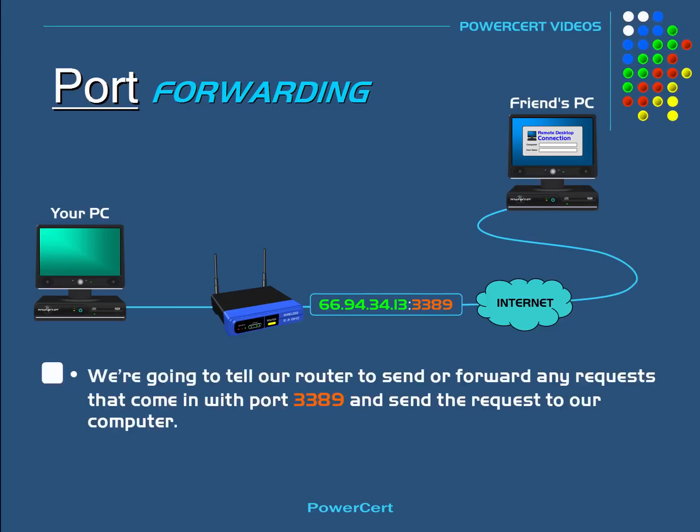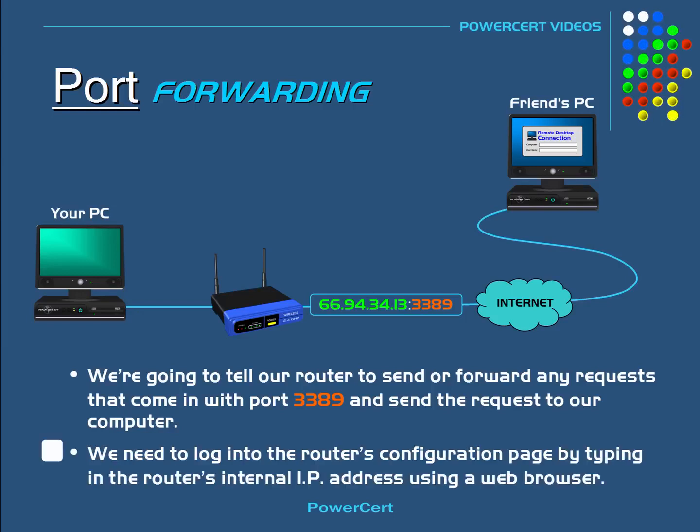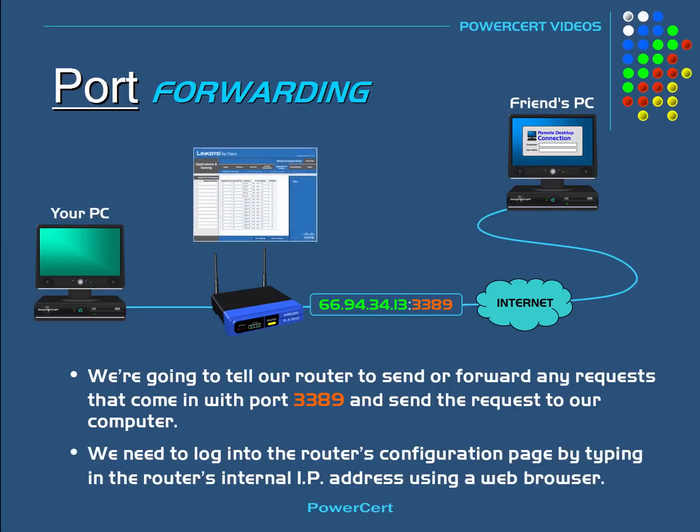So now we're going to tell our router to send or forward any requests that come in with port 3389 and send the request to our computer here. To do this, we're going to log in to our router's configuration page by typing in the router's internal IP address using a web browser.